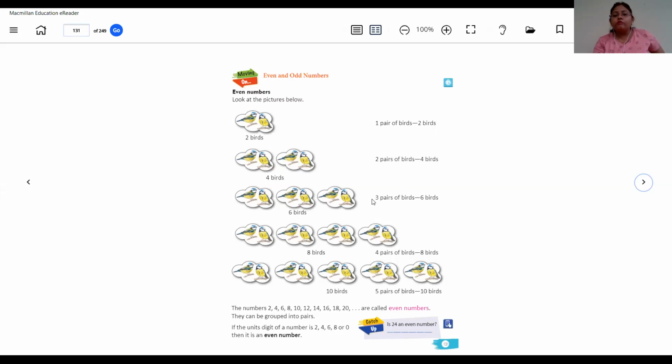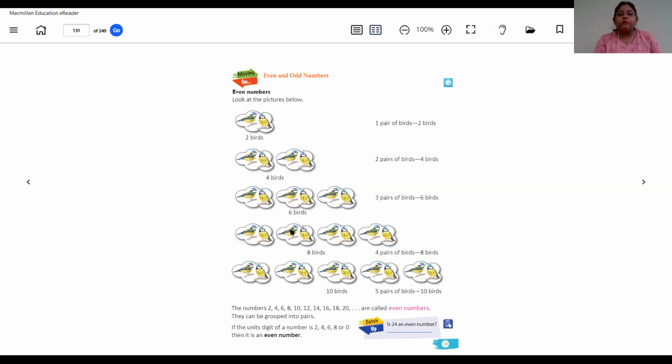Moving forward, now we have three pairs of birds. In three pairs of birds, how many birds do we have? 2 plus 2 plus 2. Correct. So the total number will be 1, 2, 3, 4, 5, 6. So here we have 6 birds, and all the 6 birds are in pairs. So that's why we call it an even number.